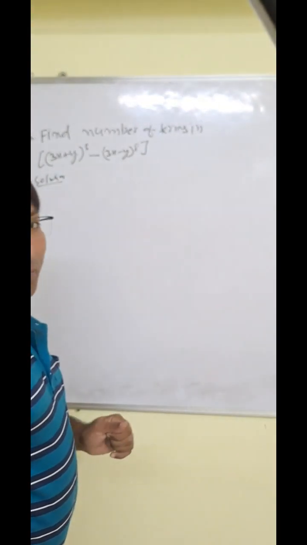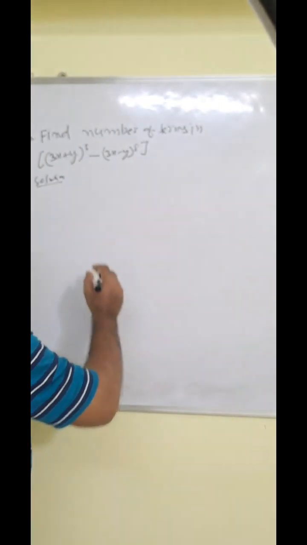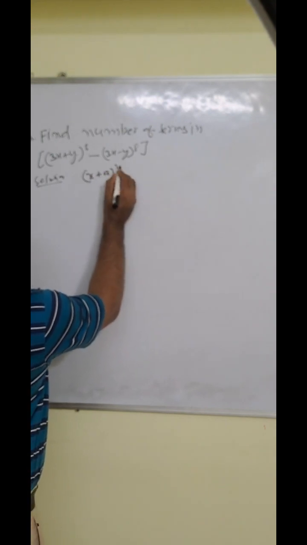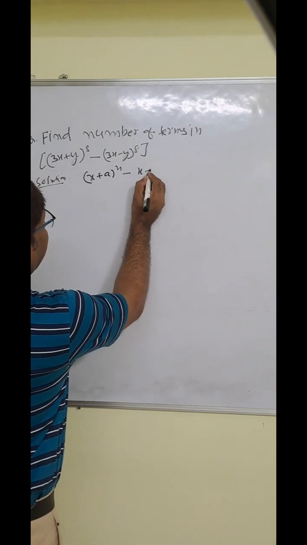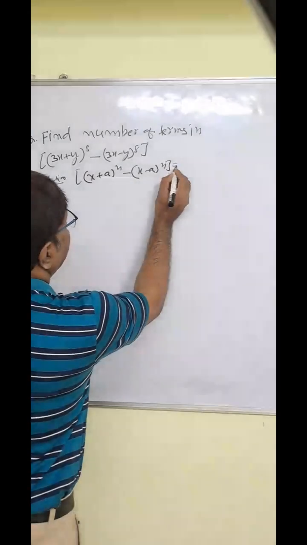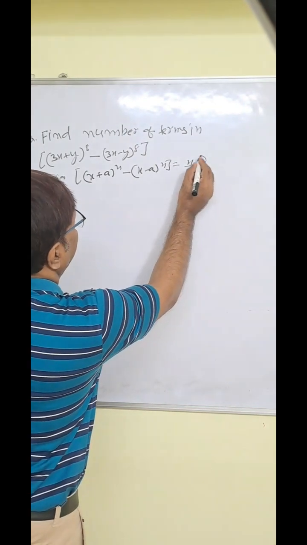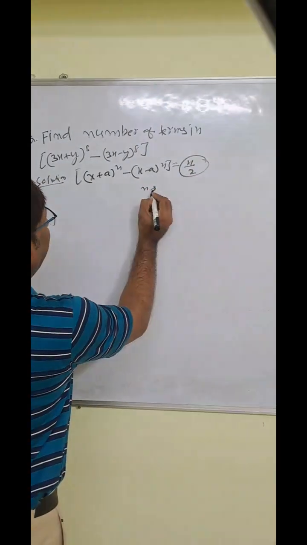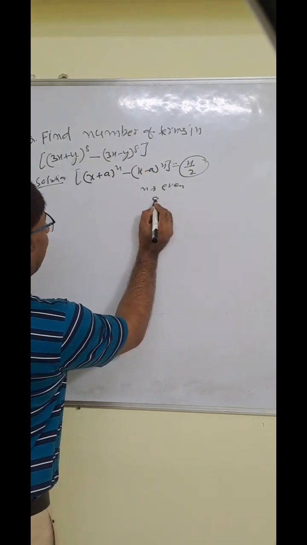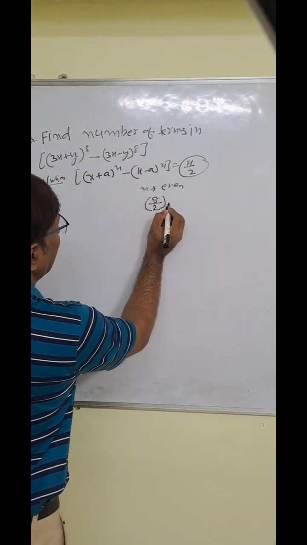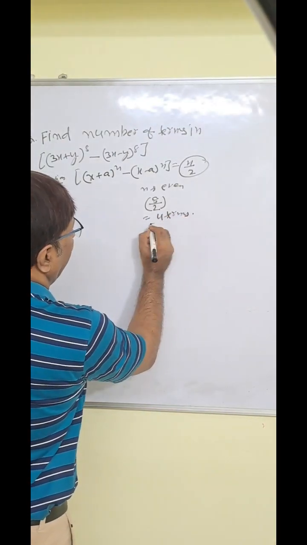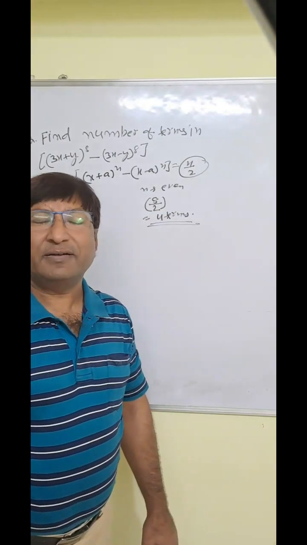So for this type of question, simple technique is what? We know that (x + a)^n - (x - a)^n has n/2 terms, where n is even. So here n is given 8. So direct answer is 8 by 2, that is 4. So correct answer is 4 terms.